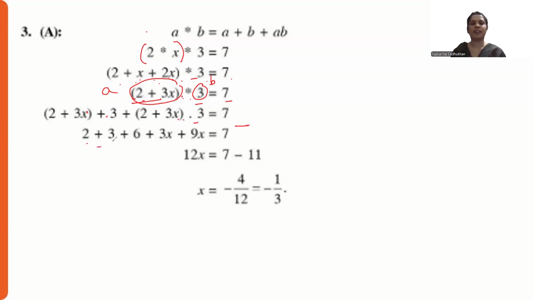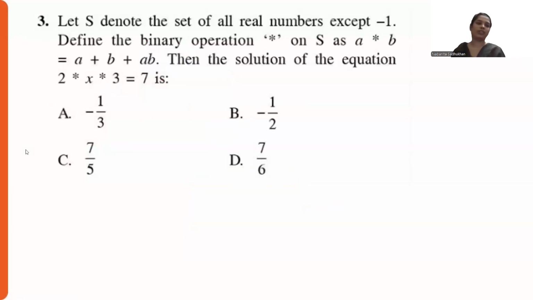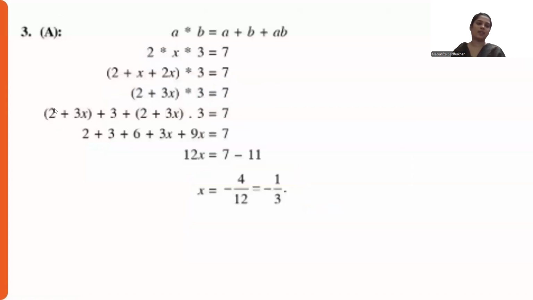Now, after simplifying, we get 2 plus 3 plus 6 plus 3x plus 9x equal to 7. Then we solve for x, and after solving for x, we get the value of x to be minus 1 by 3. Okay, so if we look into the options, we can say that our option A is going to be the correct option, right?